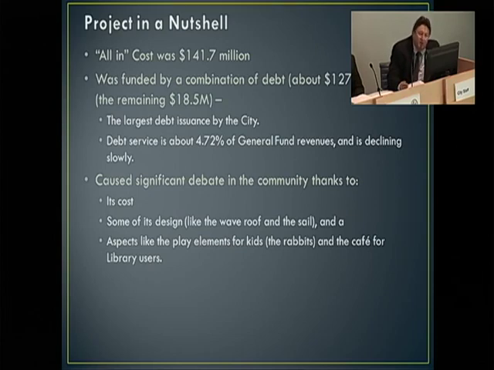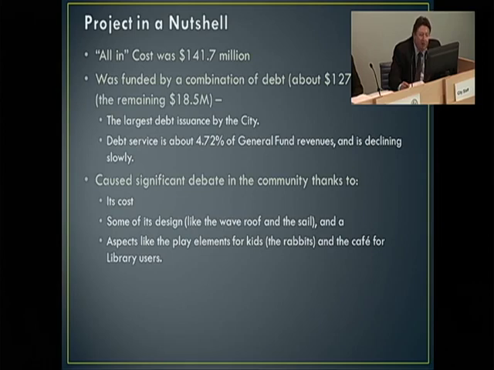We also wanted to note that we did do a bond. We did a bond debt of about $127 million that also included some refinancing of bonds from the library. As you may recall, the bond rates were really excellent then. I don't recall the exact percentage, but it was kind of the bottom of the market for us. And then we used remaining cash of about $18.5 million. It was the largest issuance of debt by the city, but the debt service level of 4.72% of the general fund revenues was actually fairly small compared to other cities across Orange County. That number has been going down over the years, so we're proud to say.